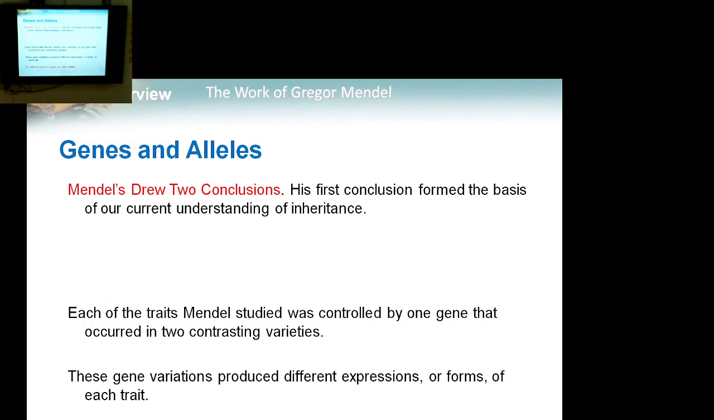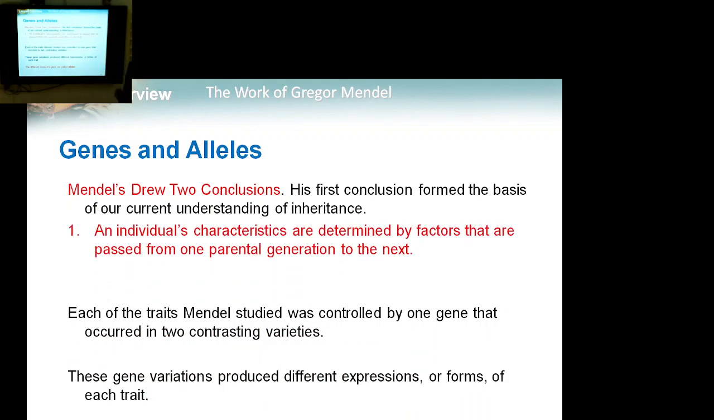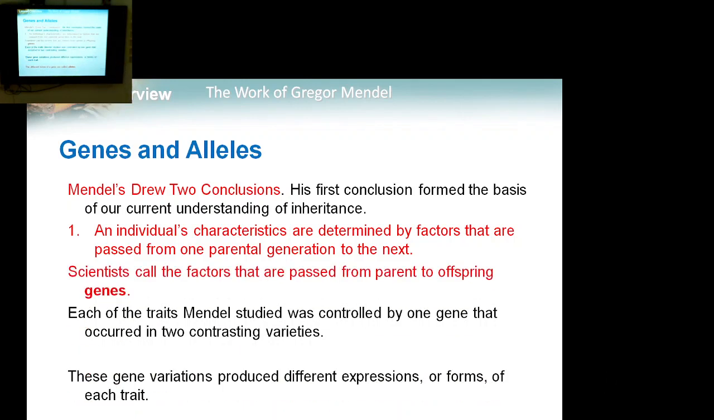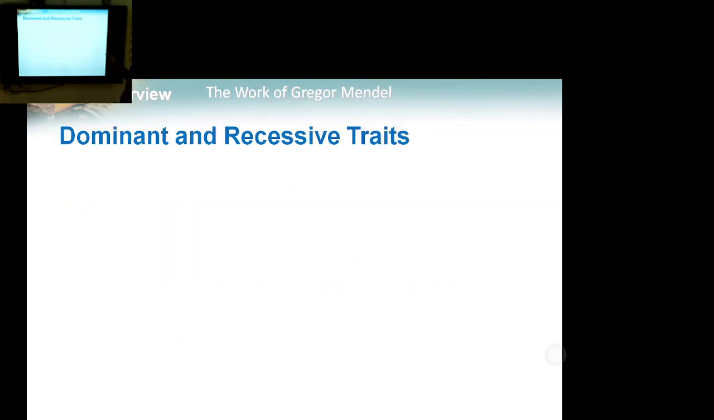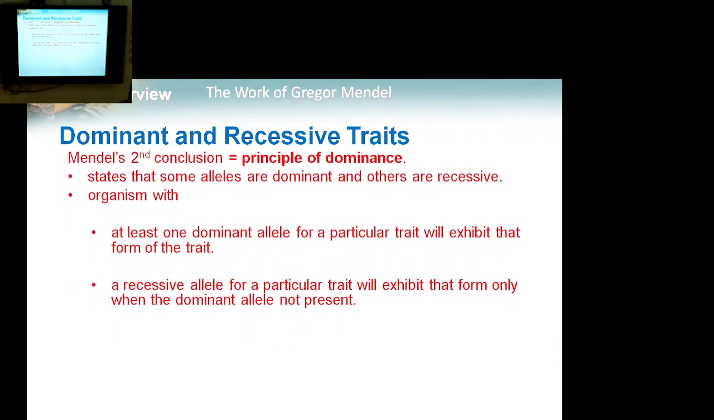The different forms of a gene are called alleles. You have to memorize this point and you have to understand this point. The different forms of a gene are called alleles, okay? So the first part of his conclusion: individual characteristics are determined by factors that are passed from one parental generation to the next. And scientists call the factors that are passed from one parent to offspring a gene.